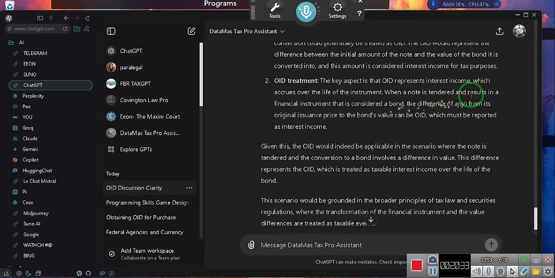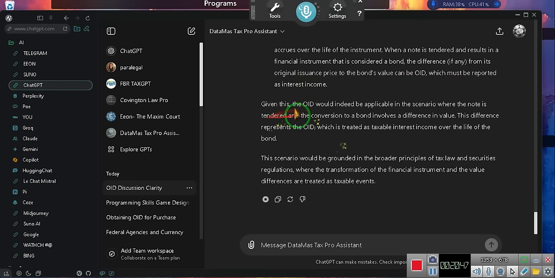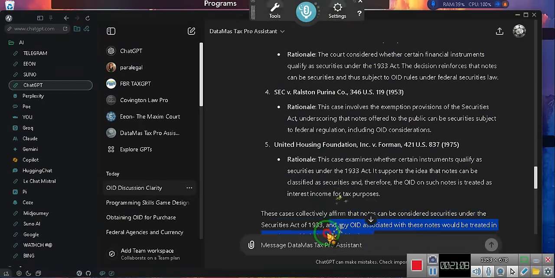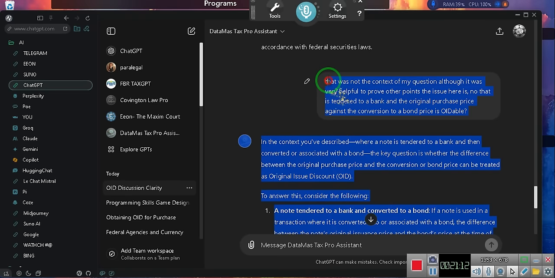When a note is tendered and results in a financial instrument that is considered a bond, the difference, if any, from its original issuance price to the bond's value can be OID, which must be reported as interest income. Given this, the OID would indeed be applicable in the scenario where the note is tendered and the conversion to a bond involves a difference in value. This difference represents the OID, which is treated as taxable interest income over the life of the bond. This scenario would be grounded in the broader principles of tax law and securities regulations, where the transformation of the financial instrument and the value differences are treated as taxable events.